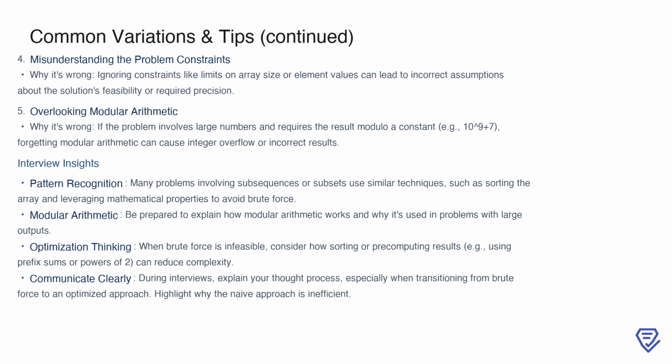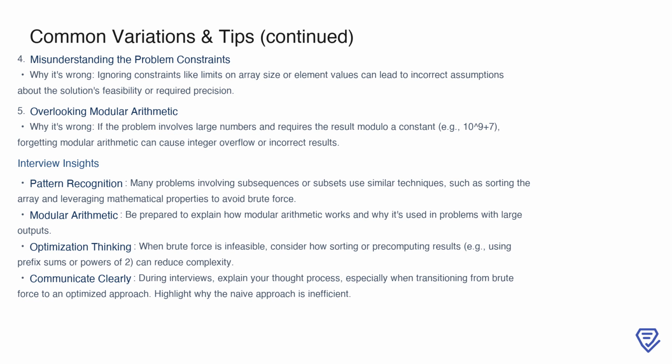Another common error is overlooking modular arithmetic when working with large numbers. If the result needs to be computed modulo a constant like 10^9 plus 7, failing to apply modular arithmetic can result in integer overflow or incorrect results.